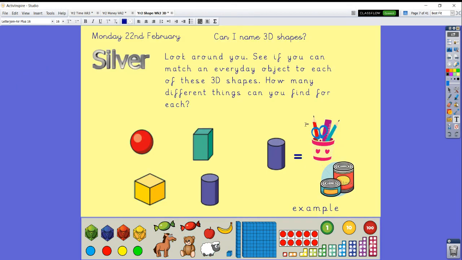So I'm going to move on to our activities. First of all, I want you to look around your house and see if you can find any objects that match these shapes. I'm going to see if you can remember the shape. What's this one? Sphere. This one is a cuboid. This one is a cube. And finally, we have got a cylinder. And an example of a cylinder might be some tin cans or a pencil pot. See if you can find some different cylinders though.